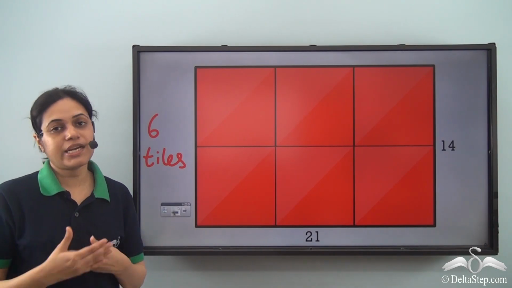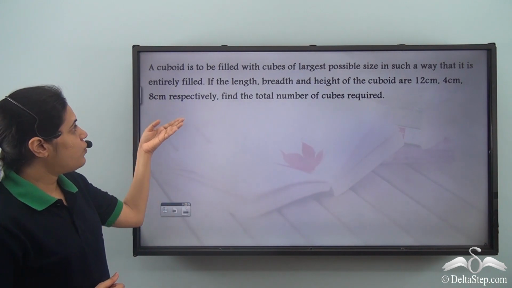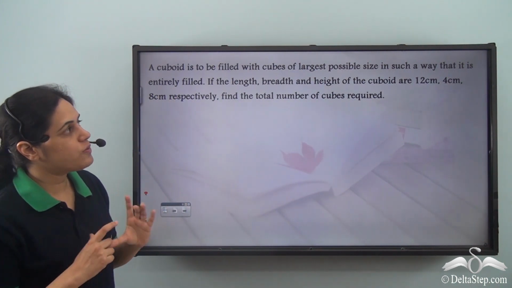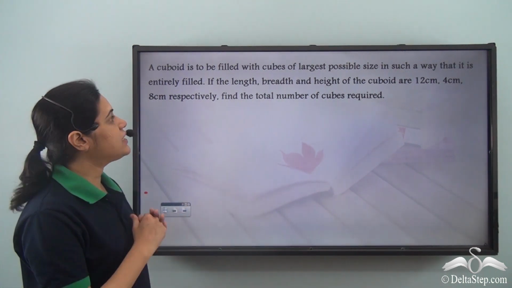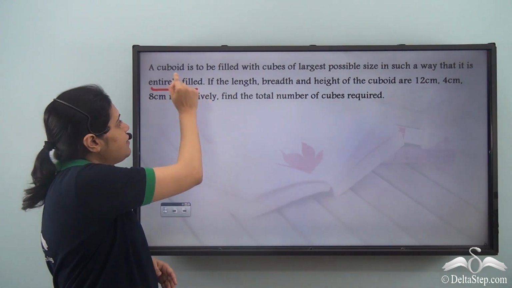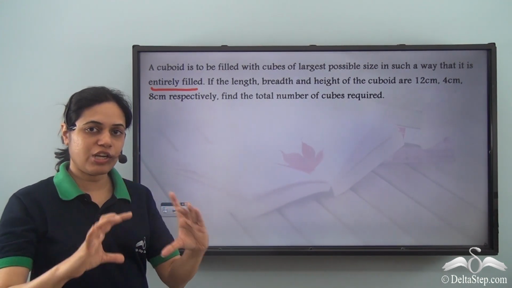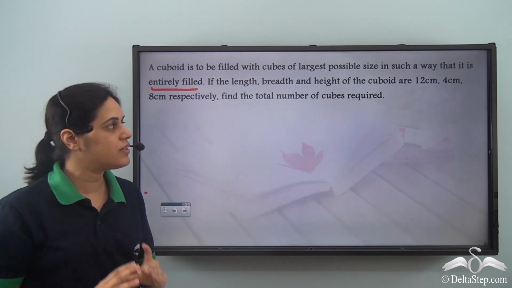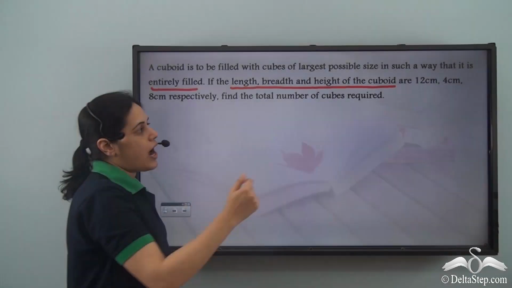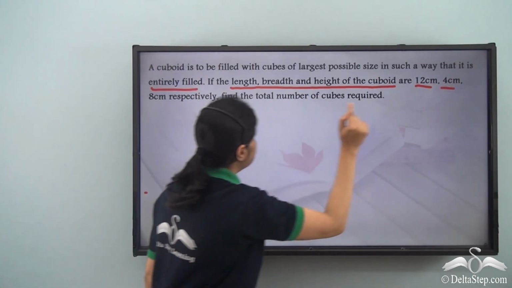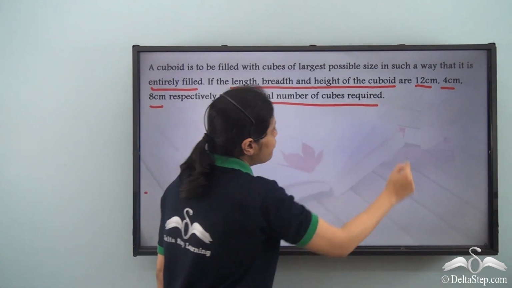Now this was for a rectangle. Suppose I have a cuboid. A cuboid is to be filled with cubes of largest possible size in such a way that it is entirely filled. So once again, we need to entirely fill, but this time we have a cuboid, which is a 3D object and not a 2D object. If the length, breadth and height of the cuboid are 12 centimeter, 4 centimeter and 8 centimeter respectively, find the total number of cubes required.